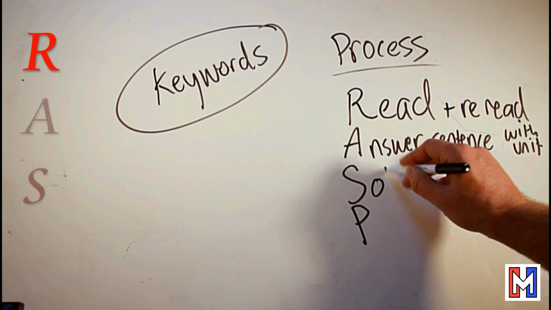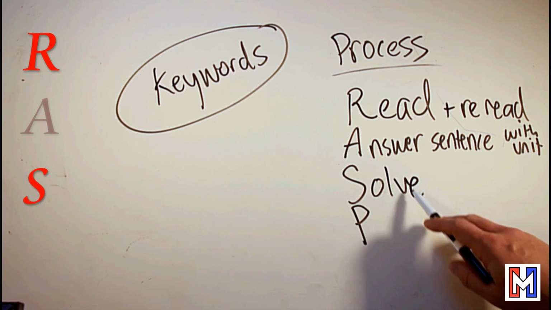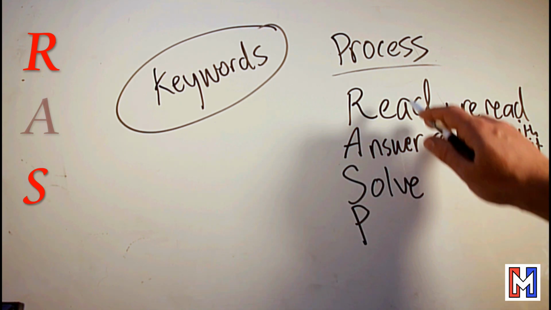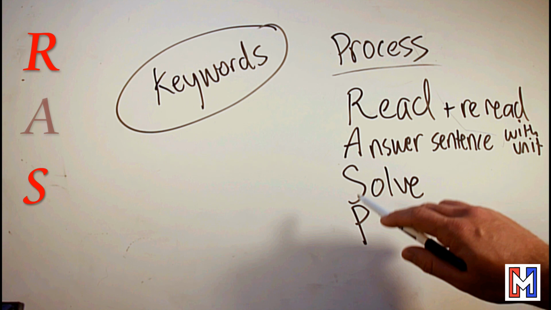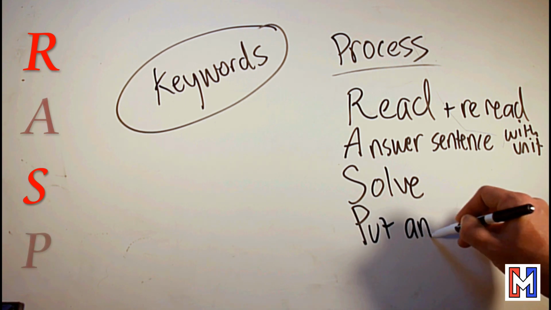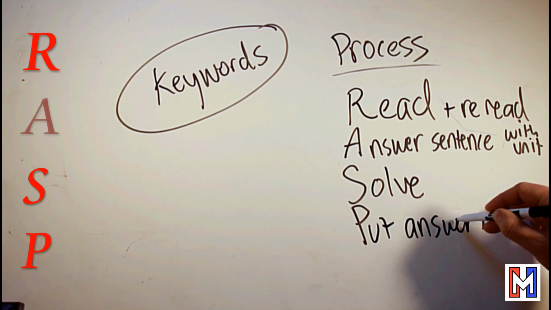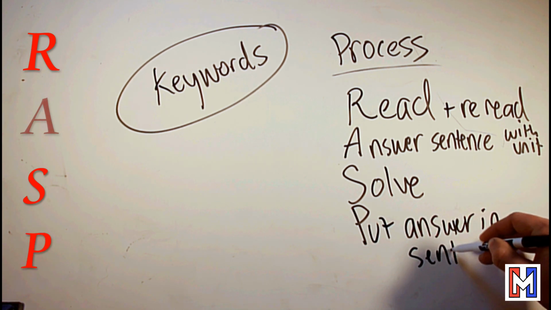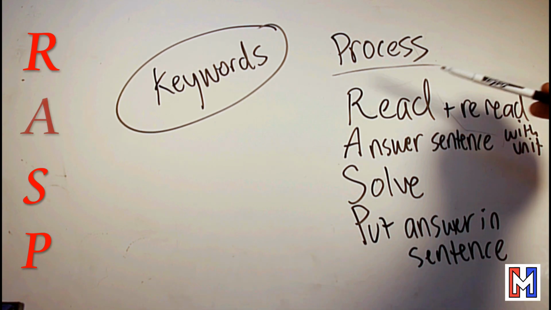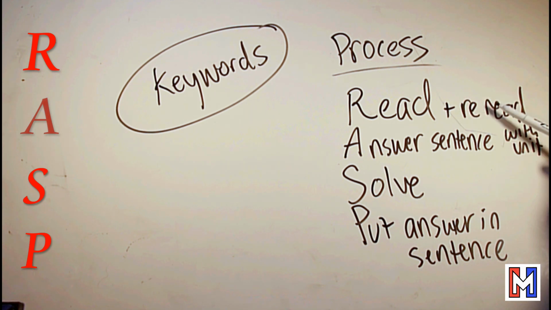The next thing is solve. Try to figure out what the answer is. And then the last step, which is the reason I do it in this order, because a lot of people forget it: put the answer in the sentence. Don't forget to put it in the sentence you wrote. What I see all the time as a teacher is people did all the work. They read it, they reread it to make sure they really understand it, they write their answer sentence with the unit.